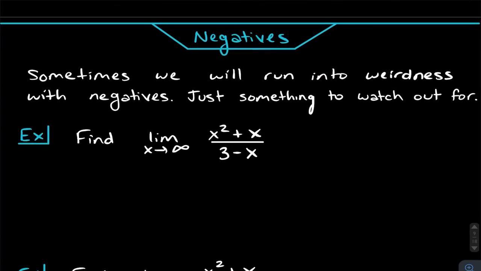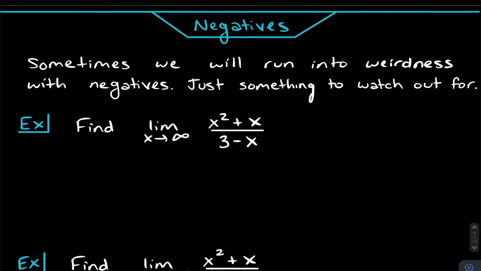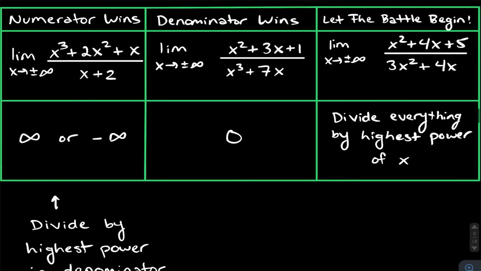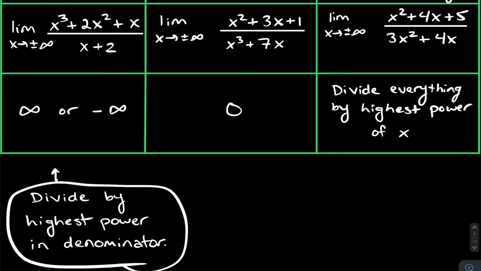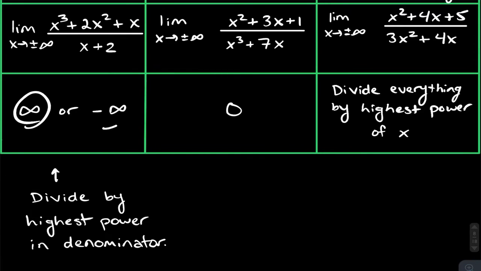Awesome. So now let's talk about negatives. Let's talk about that idea, what I was talking about before with dividing by the highest power in the denominator, why you have to do that, and seeing the difference between having an infinity and a negative infinity.